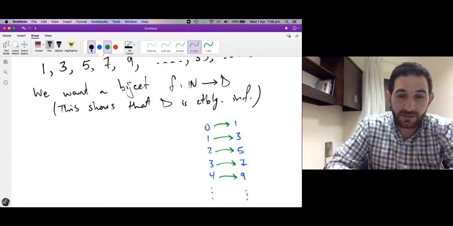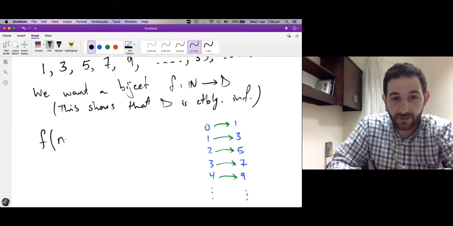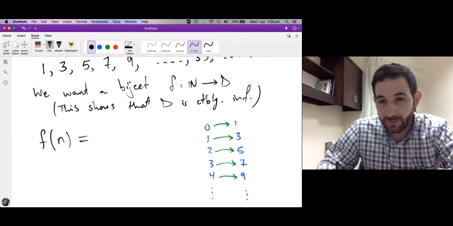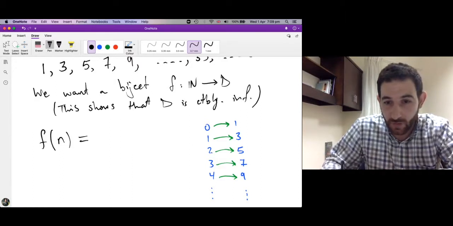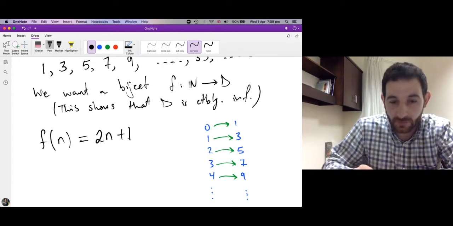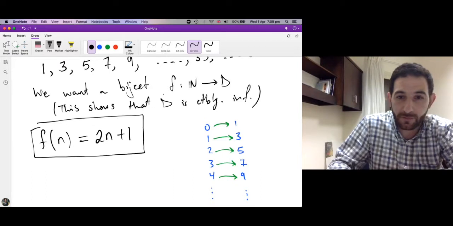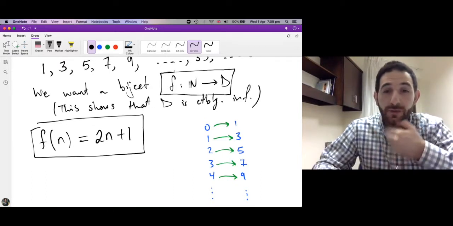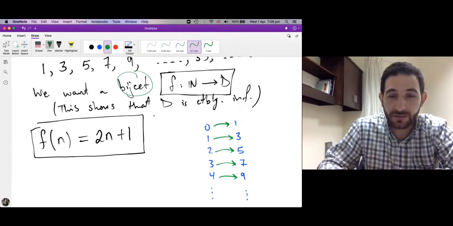So let's suggest that the function f will take a natural number n and its image will be what? You see 0 is mapped to 1, 1 is mapped to 3, 2 is mapped to 4. I see that it is twice the input plus 1. So twice n plus 1. So this is the function from the natural numbers to D that we nominate to be the bijection. Remember, we need a bijection.